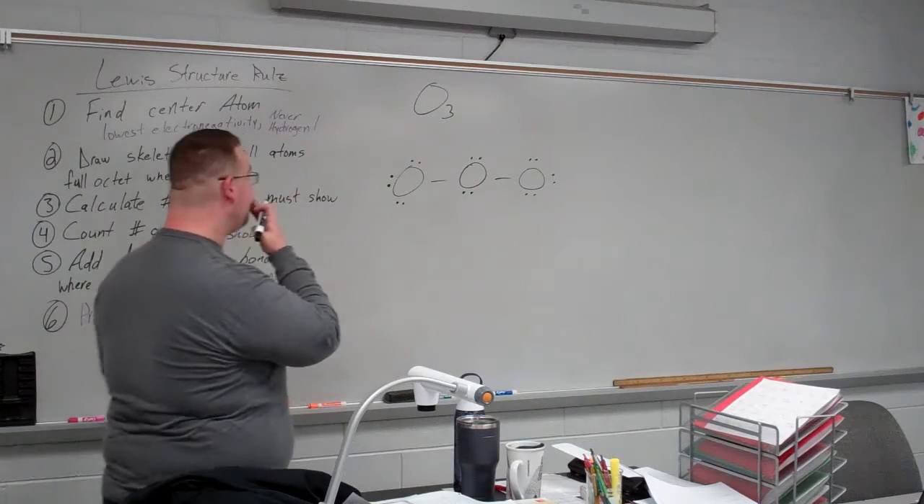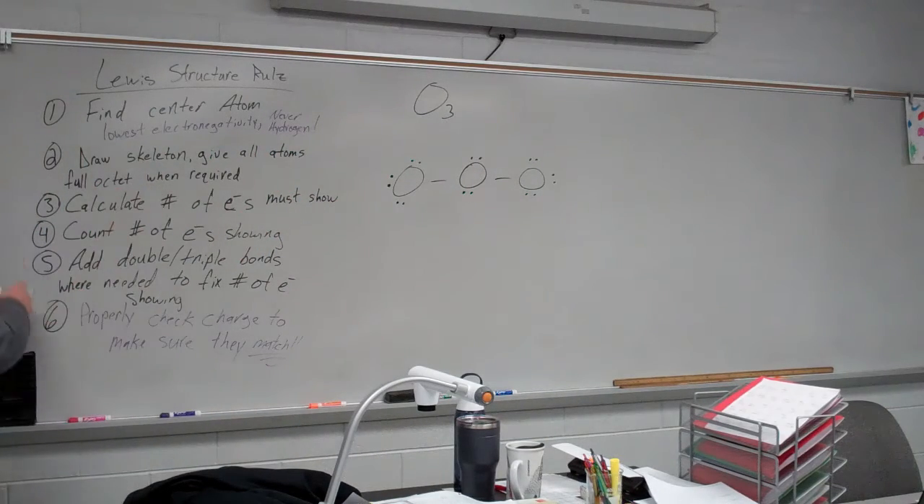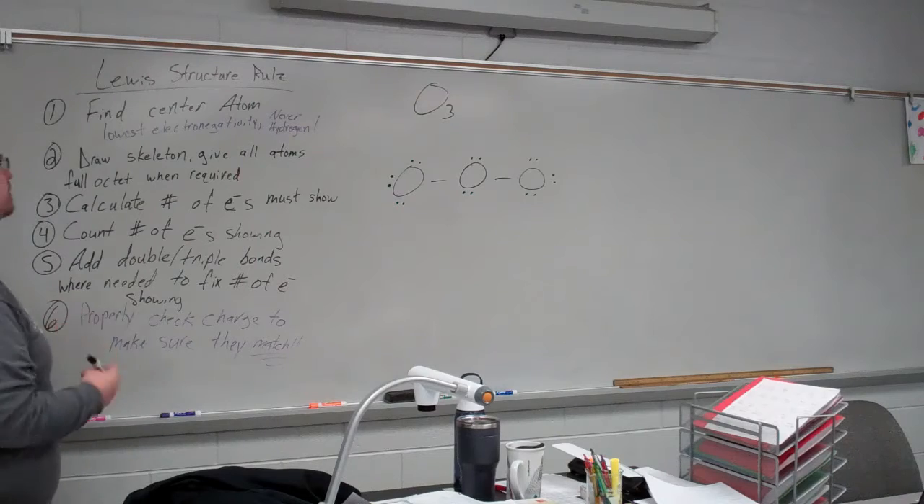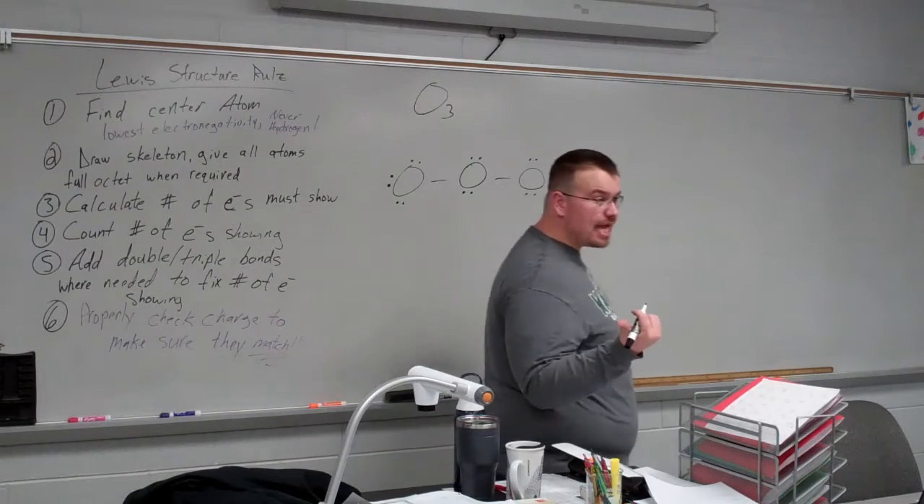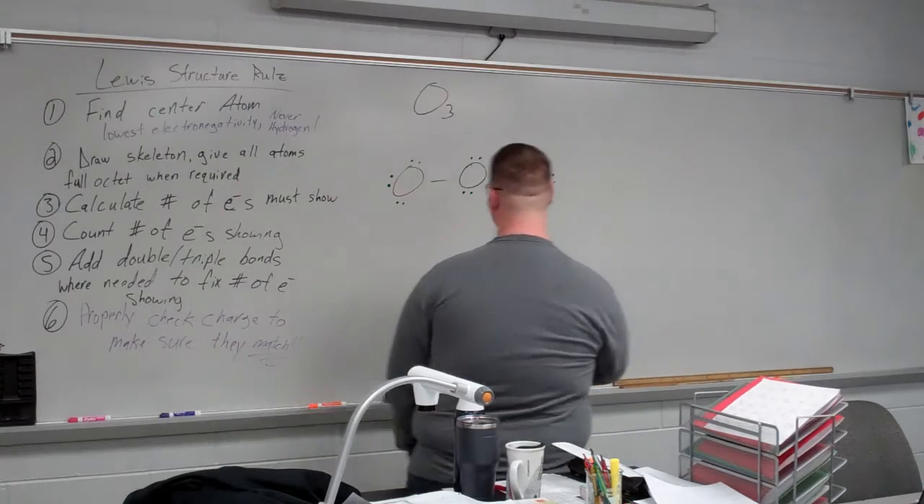All right, from here, we've given everything a full octet. Number 3, calculate the number of electrons you must show. You use the periodic table for this. So look at the elements you got.